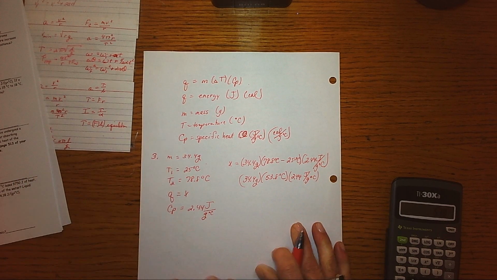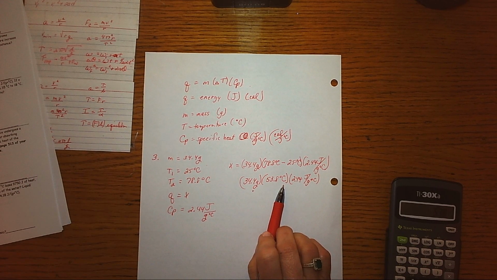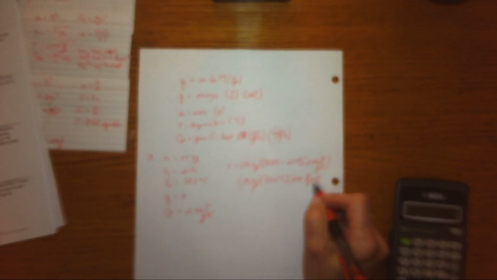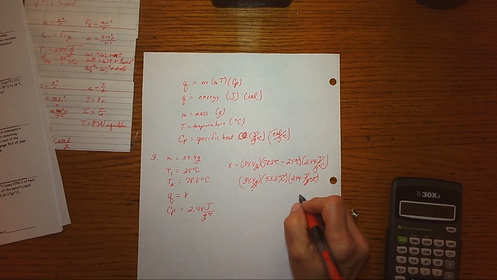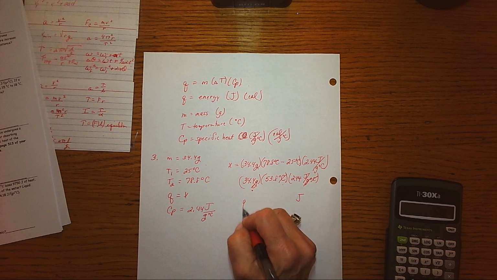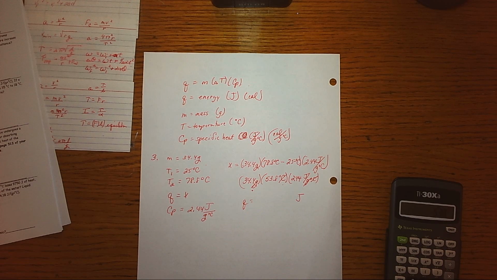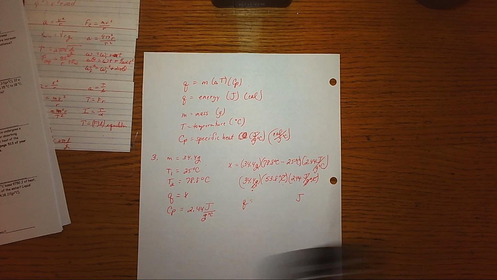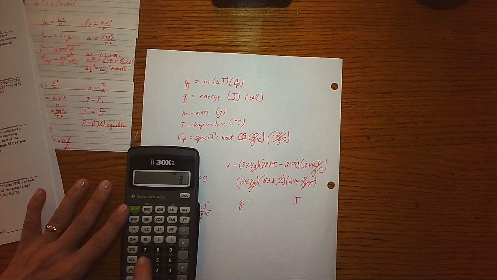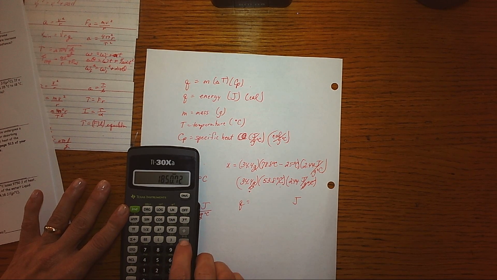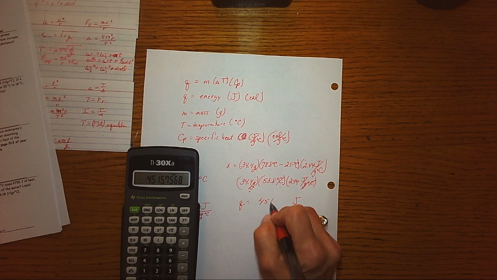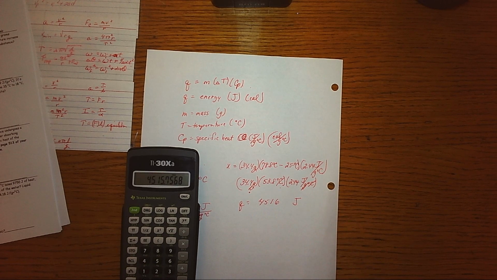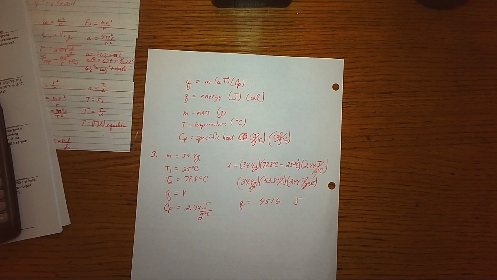Now, these two things are in the numerator, so they cancel out what's in the denominator of the specific heat, and all we're left with is joules, which is what we know Q is equal to. Okay? So we have to say then 34.4 times 53.8 times 2.44, and we get 4516 joules.